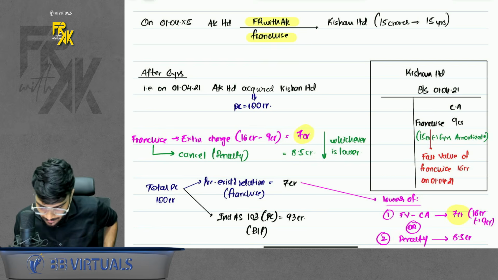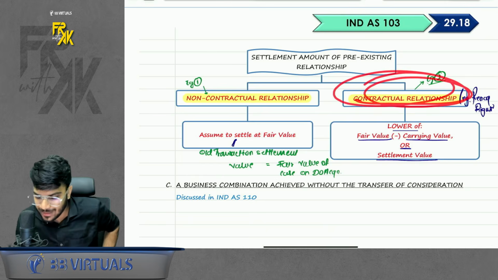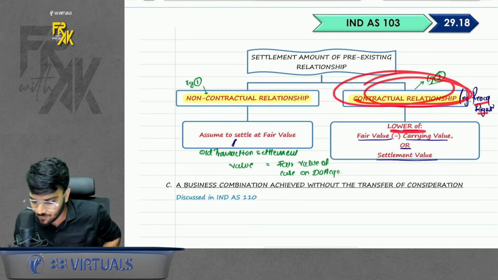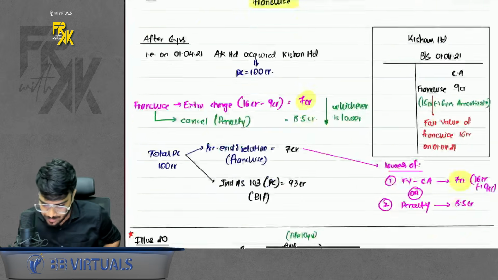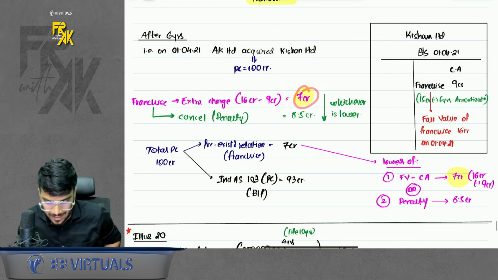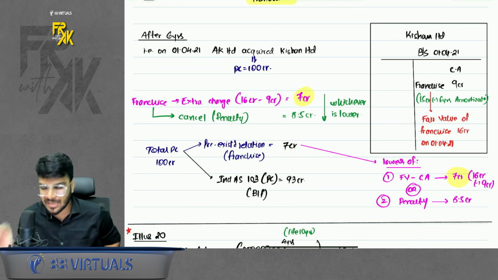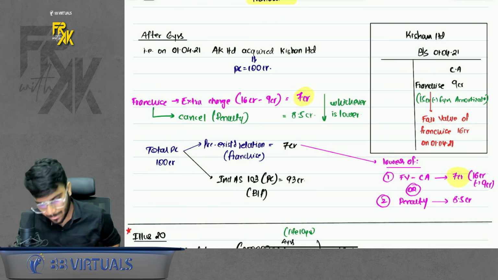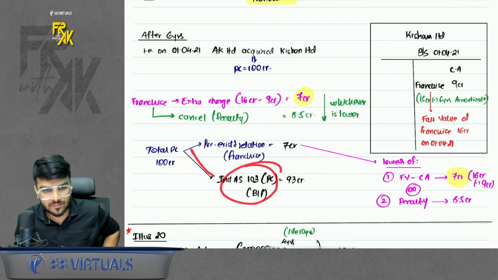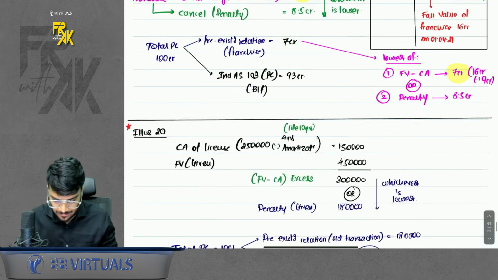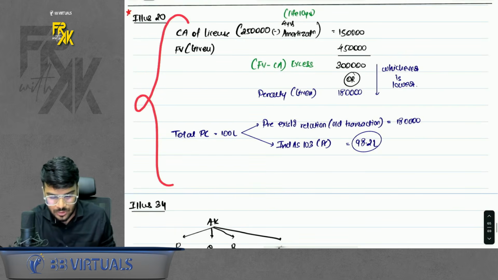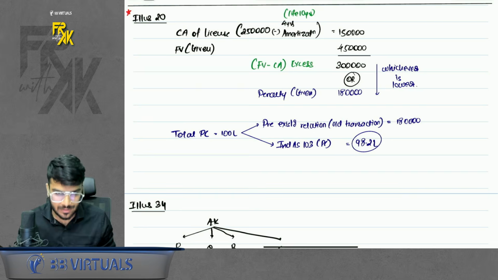So that is why in a case of contractual relationship like reacquired rights, we will take lower of fair value minus carrying amount or settlement value, whichever is lower. So let's say the lower amount comes to 7 CR. So let's say I paid a PC of 100. So I will assume that out of 100, 7 CR I have paid to settle this old reacquired rights. Okay, balancing figure will form part of PC. Do remember, here I am just focusing on revision. Detailed discussion we have done in the class itself. Okay, on this there was a question also of illustration number 20. Do revise it. It is a good question.